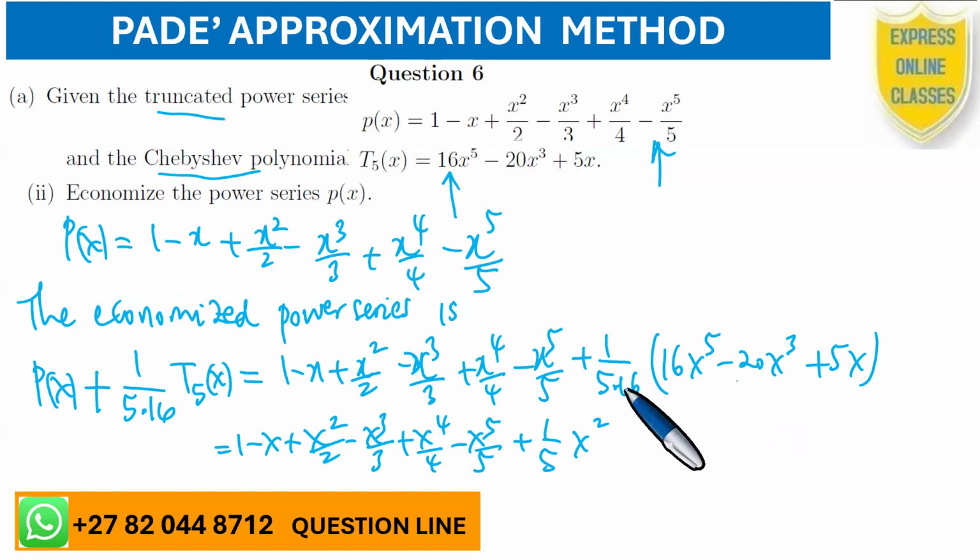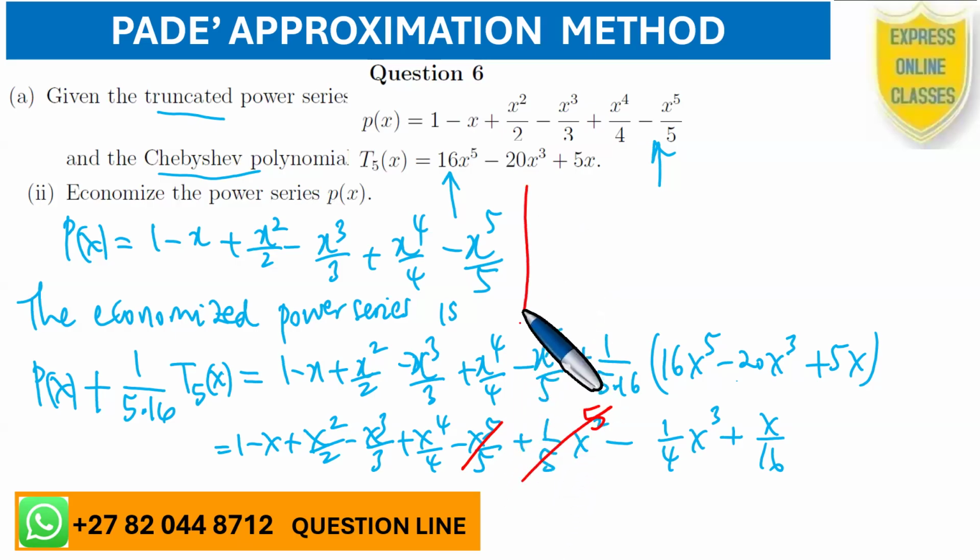This is 5 by 16 is 80. 20 divided by 80 is 4. Minus 1 over 4 x cubed. The 5 cancels, giving us x out of 16. So the x to the fifth power: there's x to the fifth power, and then there's x to the fifth power. So we eliminated x to the fifth power.